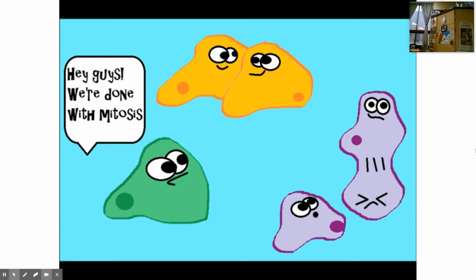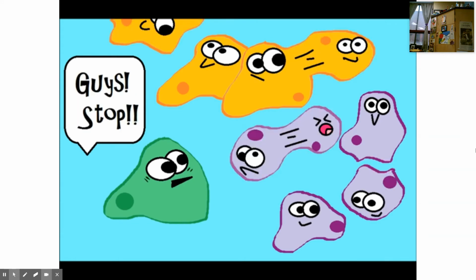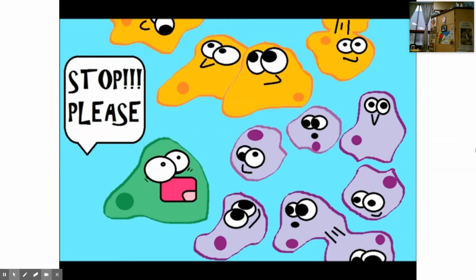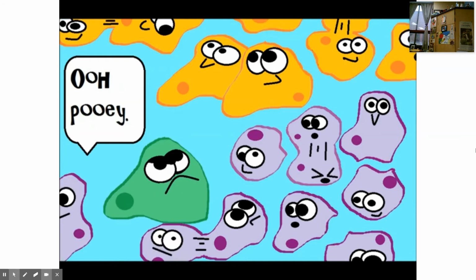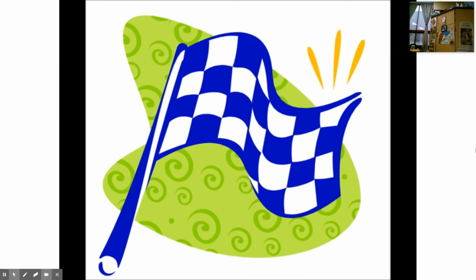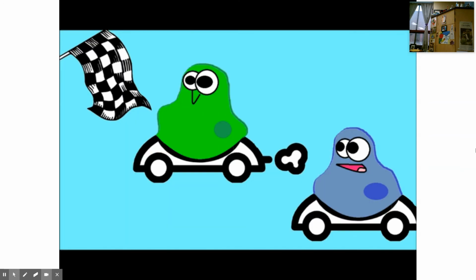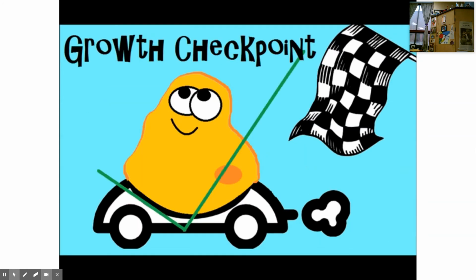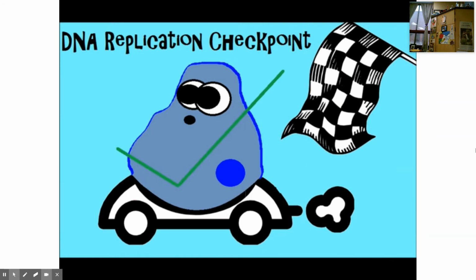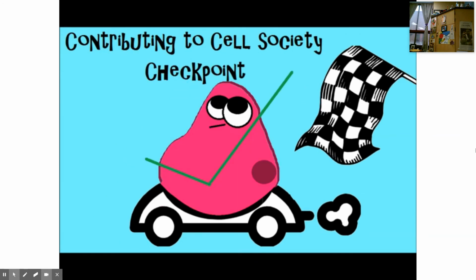The thing is, you don't want your cells to always be doing mitosis, because if they're always doing mitosis, then they're always dividing, and then they're not carrying out their actual function. And that's a problem. That's where checkpoints come in handy. See, along the cell cycle, there are checkpoints to check that the cell is growing correctly and replicating its DNA correctly and doing everything it's supposed to do correctly before it divides.